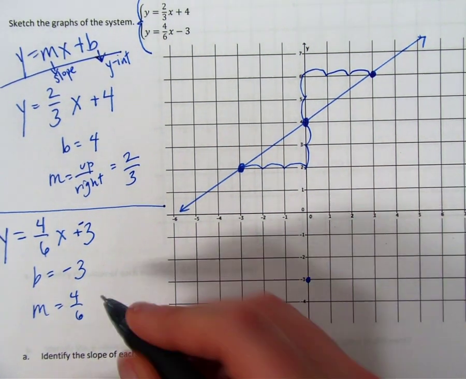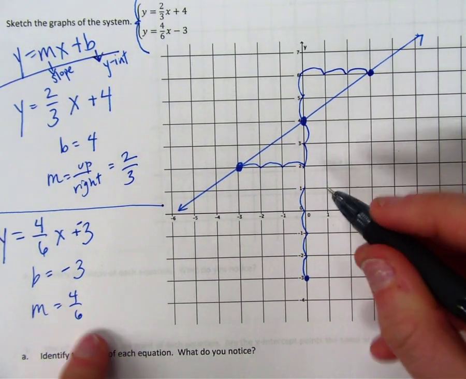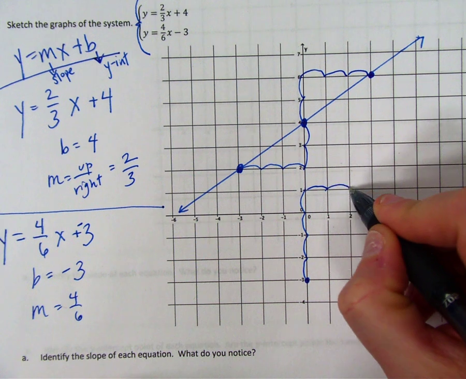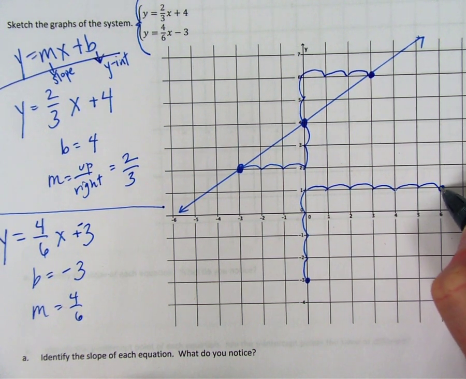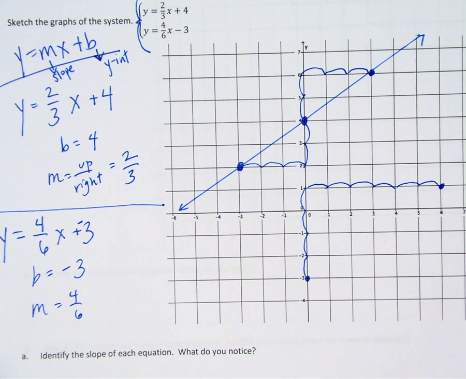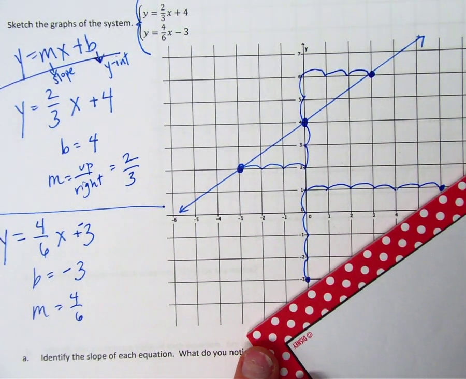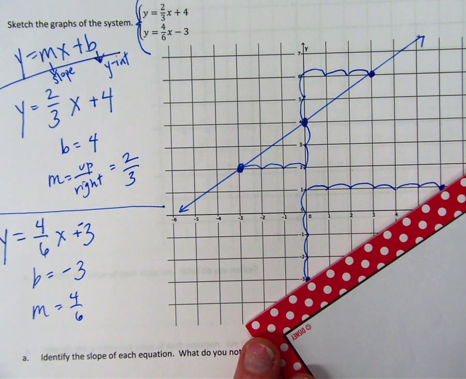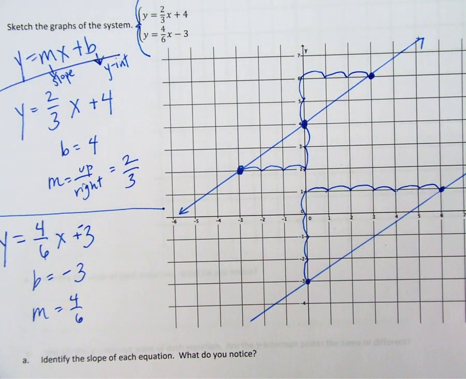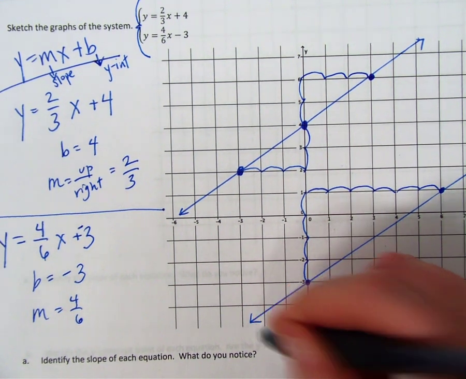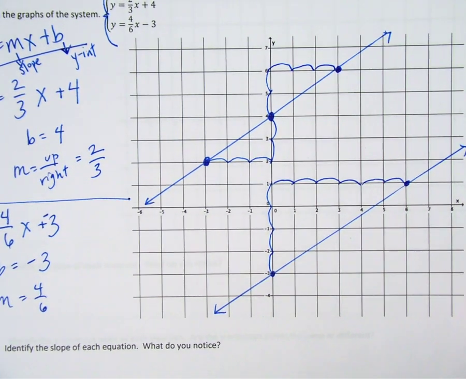I'm going to go up 4. 1, 2, 3. And then I'm going to go over 6. 1, 2, 3, 4, 5, 6. I don't really have room to make another point in either direction, so I'm just going to draw my line with a straight edge. Okay. So, there's our 2 lines.